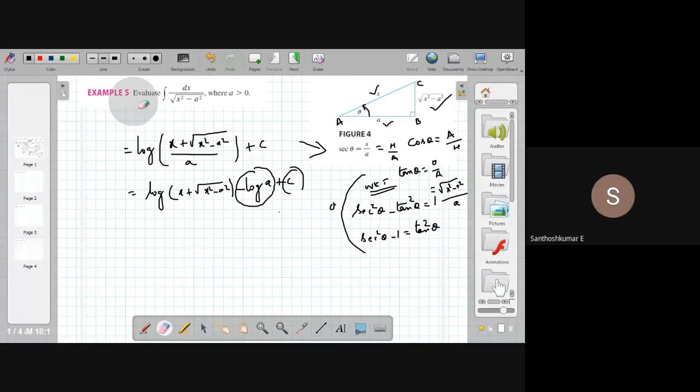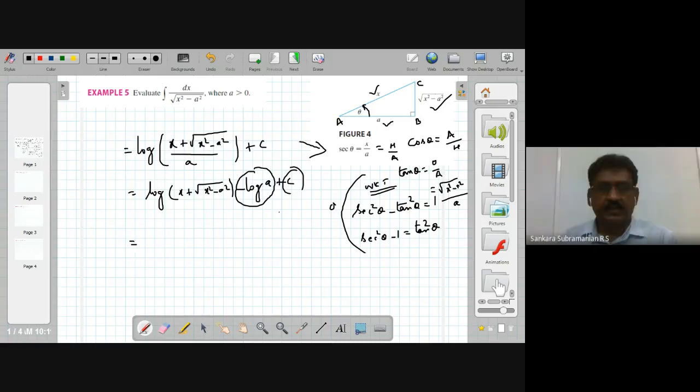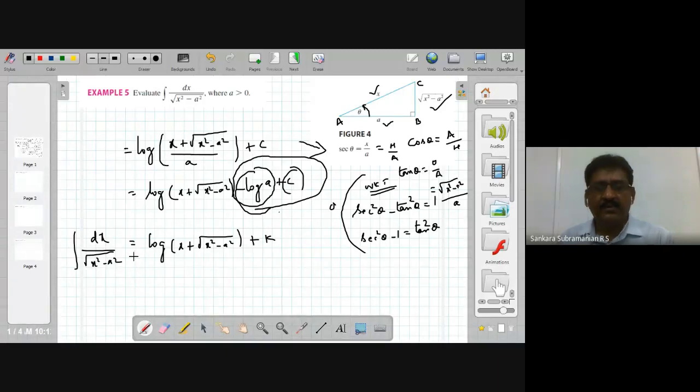Sir, and the first one on the log of x plus square root of x square minus a square on the formula sir. This is equal to log of x plus square root of x square minus a square plus some constant, because these two things are constant, it can be taken as k. So integral of dx by square root of x square minus a square equal to log of x plus root of x square minus a square.